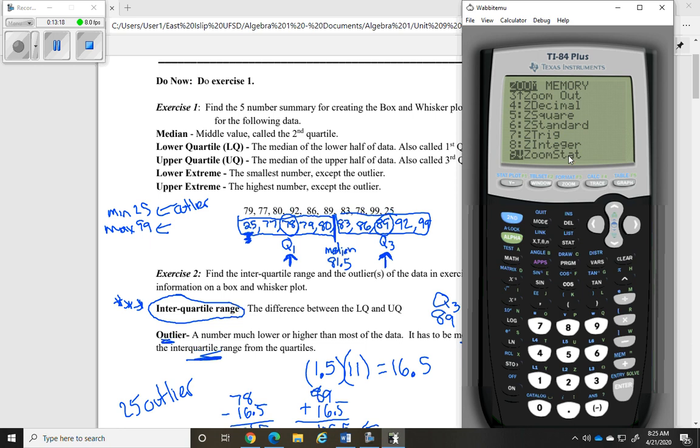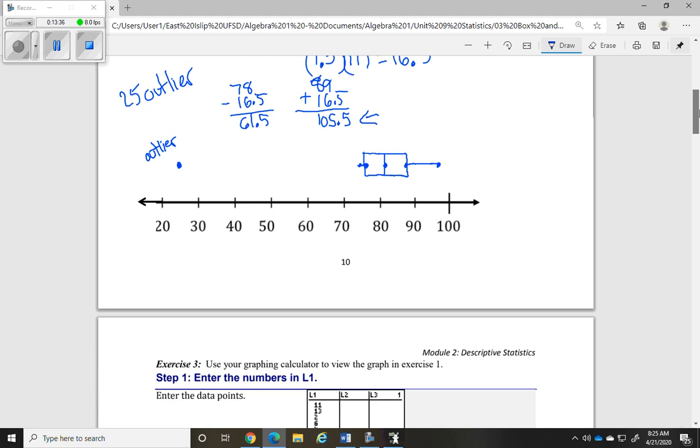So again, anytime you're going to graph, I suggest you always go to zoom and pick out of the list the thing that makes sense with the type of thing you're graphing. I'm graphing statistics. I'm going to pick number 9 and hit enter. And there I go. Take a look at this box plot on my screen compared to the one we just did.